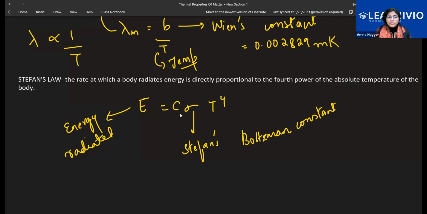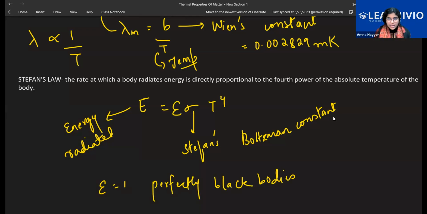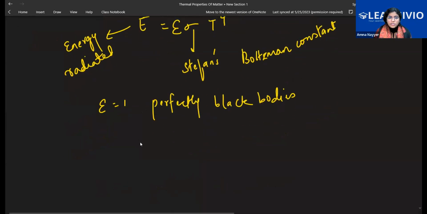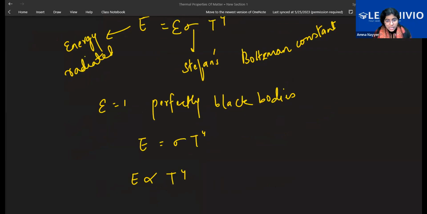One more thing, here you have emissivity also. Emissivity we have studied, but emissivity is equal to 1 for perfectly black bodies. Okay, this is equal to 1 for perfectly black bodies. That's why the formula that we use for E is mostly written as sigma T to the power 4. Or it is also used as e sigma T to the power 4, like this also.